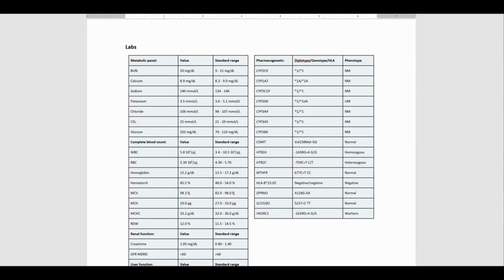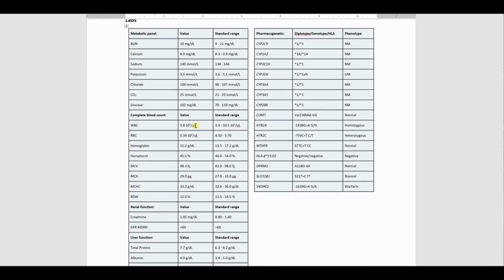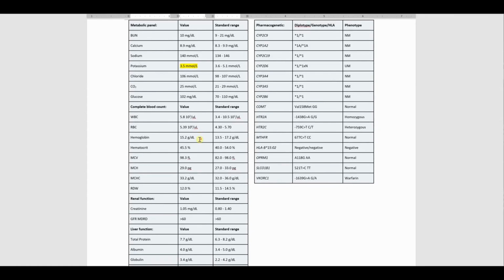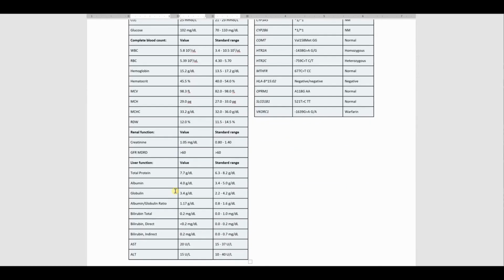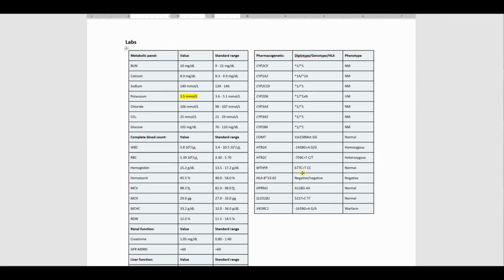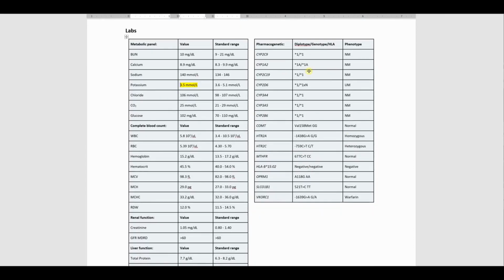And what we see here is quite a long panel of labs. And really, she's essentially normal in almost everything. She's pretty borderline, I would say, on her potassium. Highlight that. Everything else, including her CBC, her renal function, her liver function tests, are normal. So then we get to the pharmacogenetic side of her labs. And what you see here is they have the columns pharmacogenetic, diplotype, genotype, HLA, and phenotype.